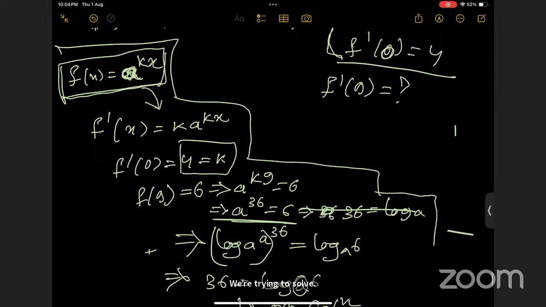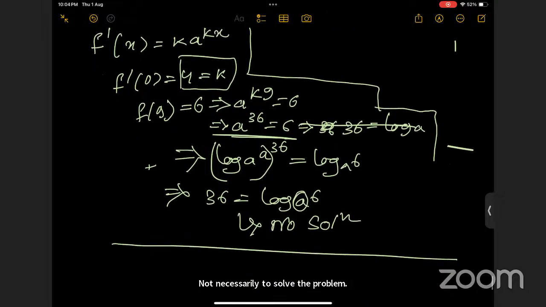Ma'am, to solve, we don't need all these things. We don't need a function to get the result. The result is not important. To understand how the functions behave is important for us. We are analyzing the behavior of some known function which satisfies this condition. It's not necessarily to solve the problem, but we are just analyzing the behavior of this function. That's why we discuss this.